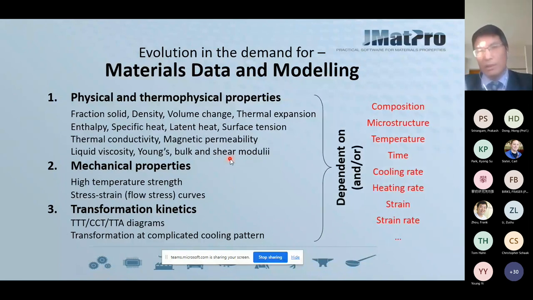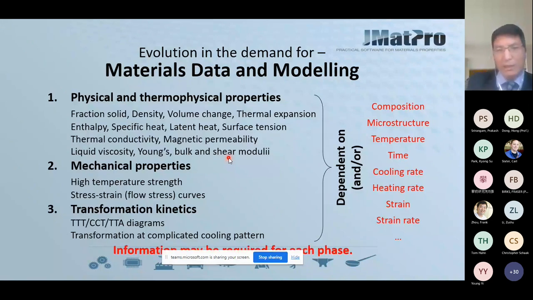And to make things worse, all the material data here, they are dependent on lots of other factors. To name a few, from alloy composition, to microstructure, temperature, time, cooling rate, heating rate, strain and strain rate, and so on and so forth. And if you imagine you need this kind of material data for your simulation, it is physically impossible to measure all those data through experiments. Especially for some cases, to achieve accurate simulation, you need property per phase. And if you keep all these influential factors in mind, you will realize that materials modeling is the only way forward.